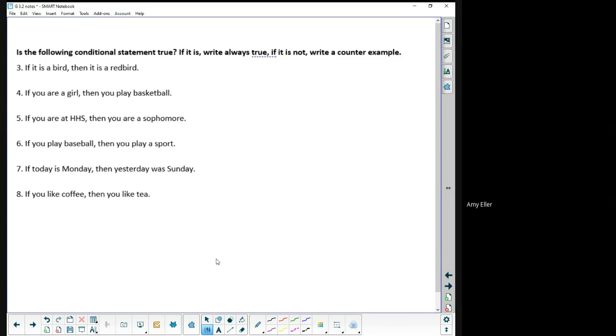Number 3. If it is a bird, then it is a red bird. Always true? No. Ian, do you have a counterexample? Blue jay. Or an eagle. Or a swan. I think the swan is technically still a bird.